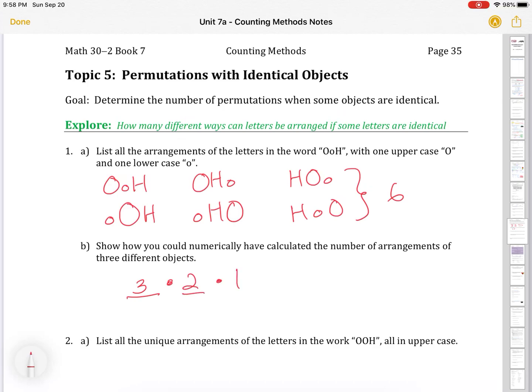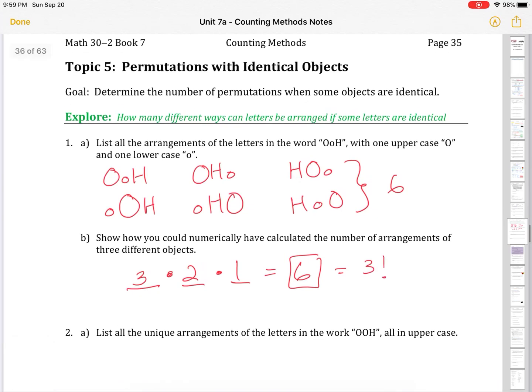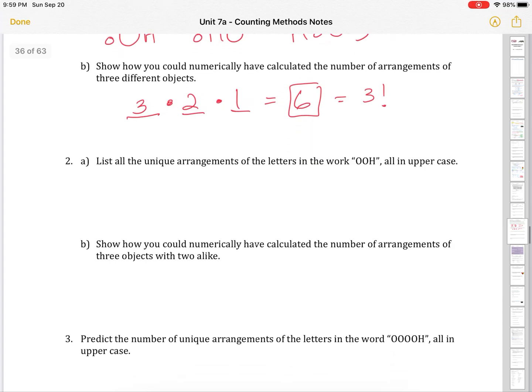Now, how could we numerically account for that? Well, for our first option, we have 3 choices, times the second option, we have 2 choices, then times the third choice, which is only one remaining option, which gives us a 6. Because this equals 3 factorial.